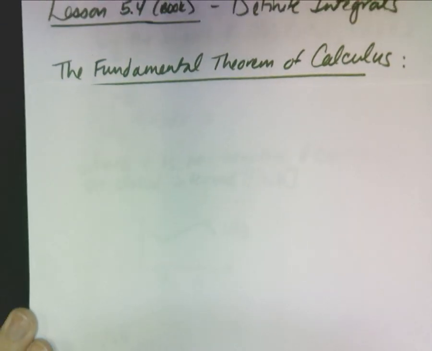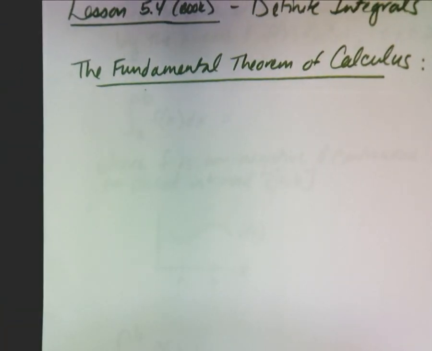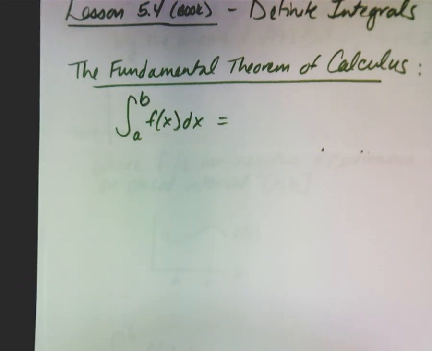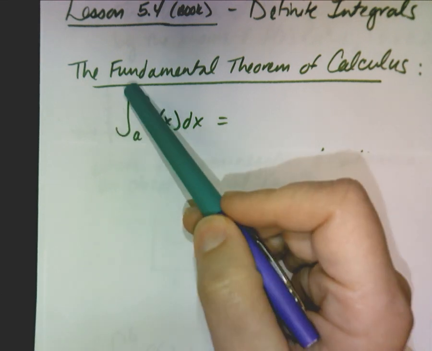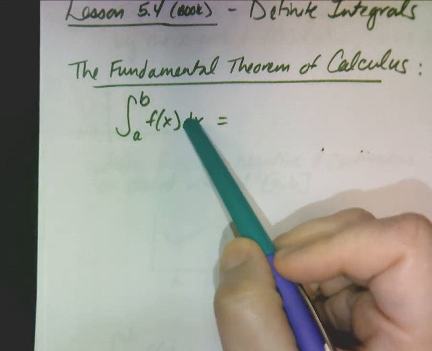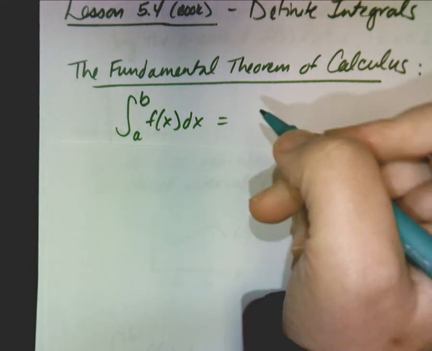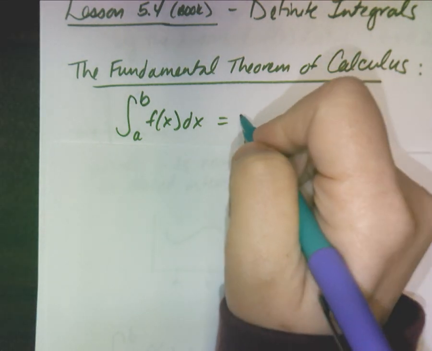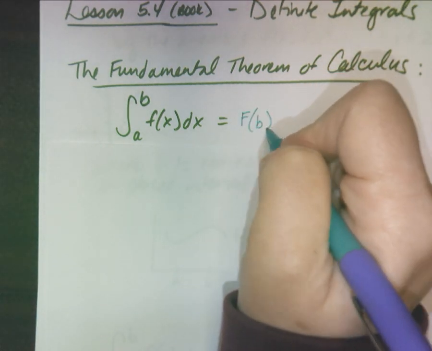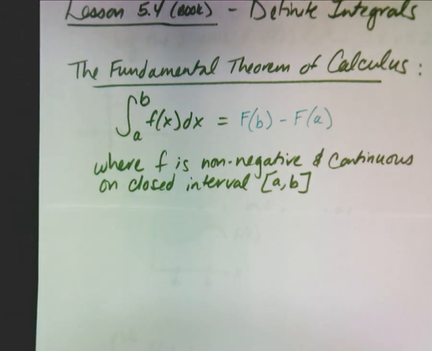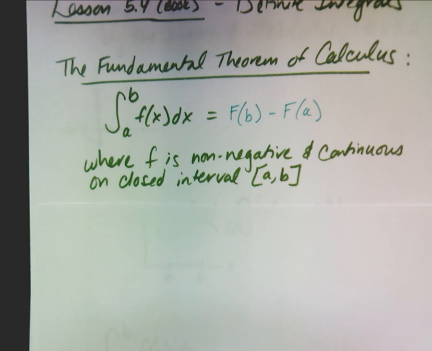I knew you needed that for today. The fundamental theorem of calculus, which we have talked about before. You have seen these lovely symbols. This is the integral from a to b of f of x dx. Okay, what is that? Well, the fundamental theorem of calculus says that would be your F of b minus your F of a, where f is non-negative and continuous on the closed interval [a, b].